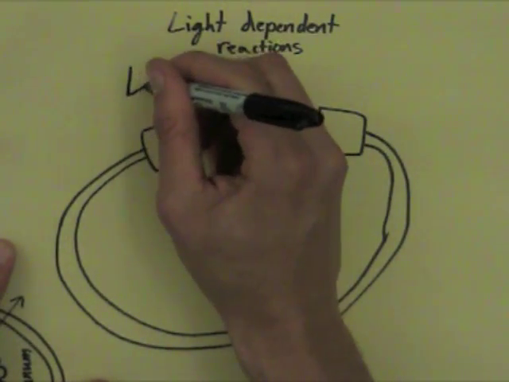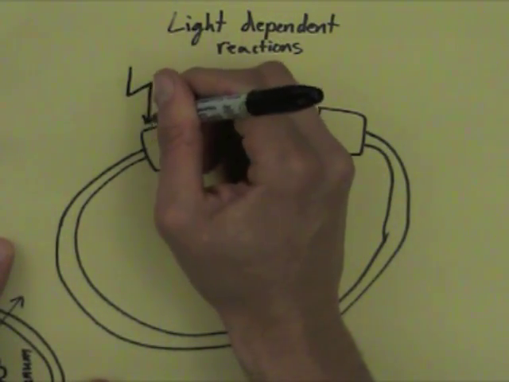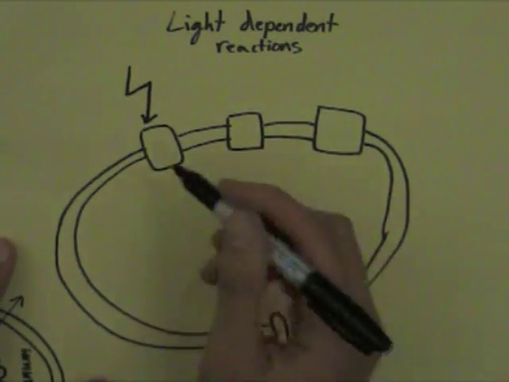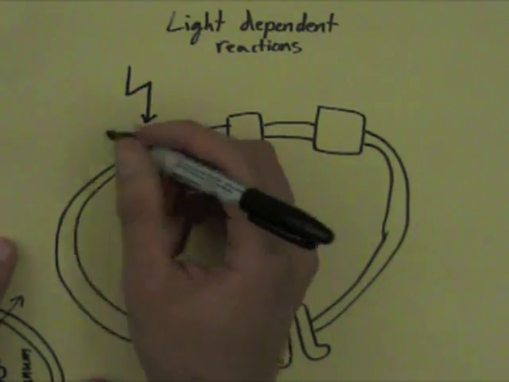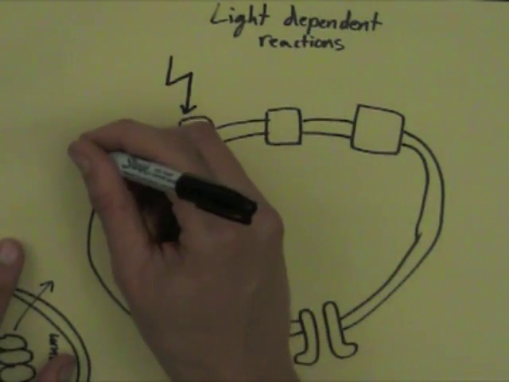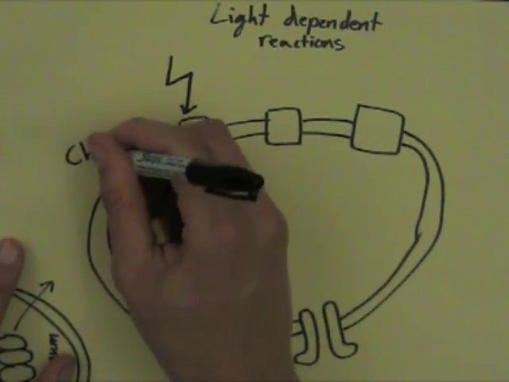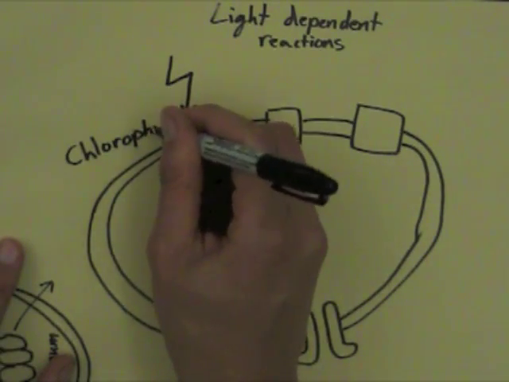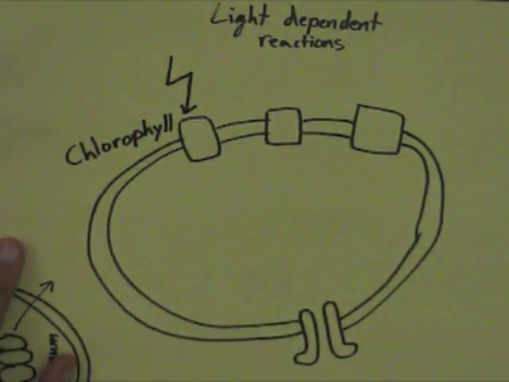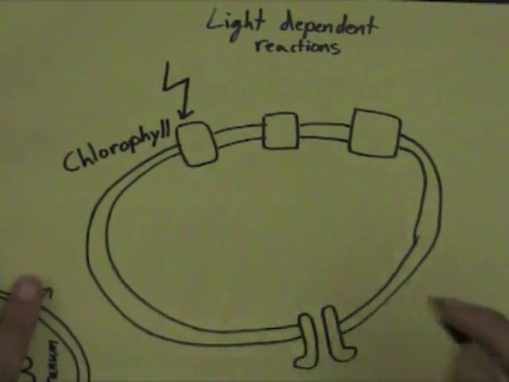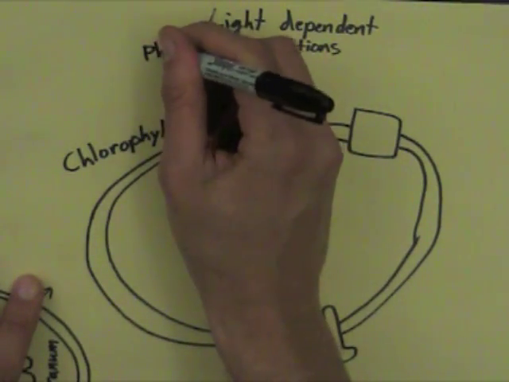A photon of light hits one of these protein complexes. And these particular protein complexes, this one, is made up of a large number of molecules of a very special protein called chlorophyll. Chlorophyll is a pigment. It gives plants their green color. And the chlorophyll molecules absorb the photon of light.